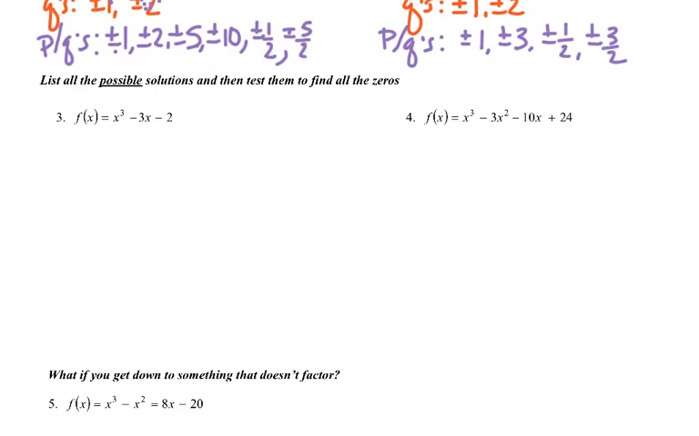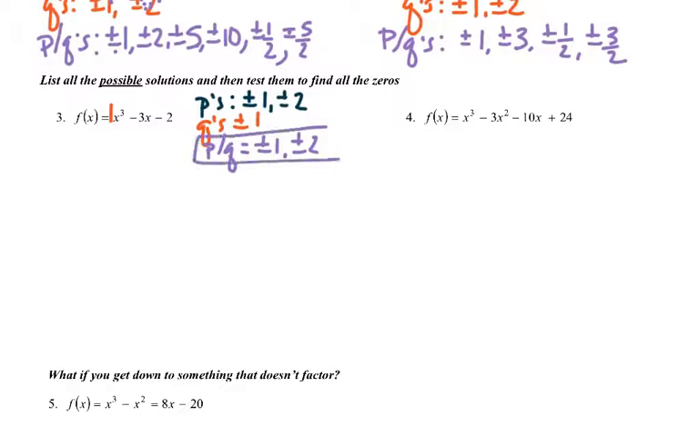So here, let's see, the P's are plus or minus 1 and plus or minus 2. Now it's really nice when the Q's are plus or minus 1, because then basically the P over Q list is the P list, plus or minus 1, plus or minus 2. So that's 4 answers, 1, negative 1, 2, negative 2. And we know that our problem here has 3 answers. So we are going to guess which one we want to start with. So, I don't know, let's start with 1.